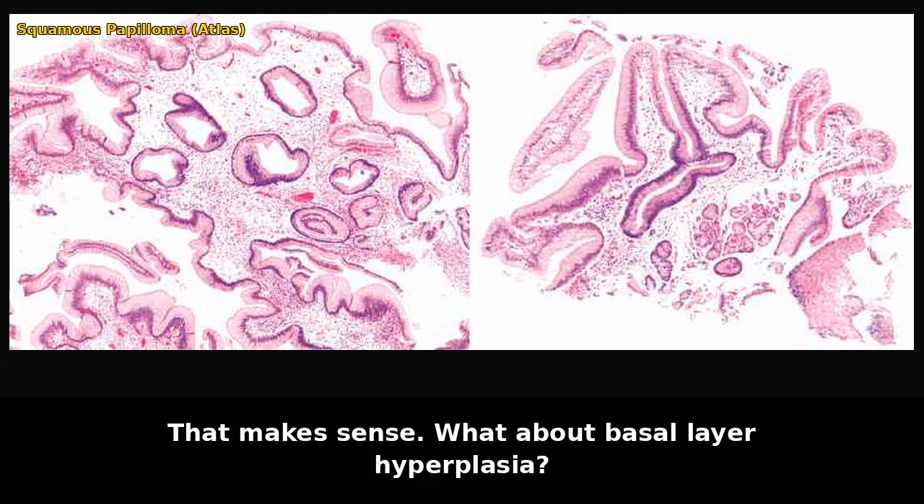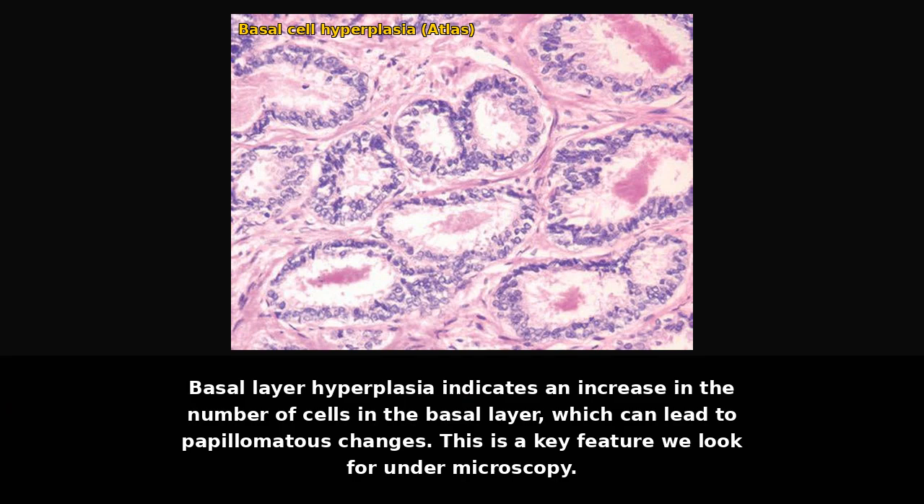What about basal layer hyperplasia? Basal layer hyperplasia indicates an increase in the number of cells in the basal layer, which can lead to papilloma changes. This is a key feature we look for under microscopy.